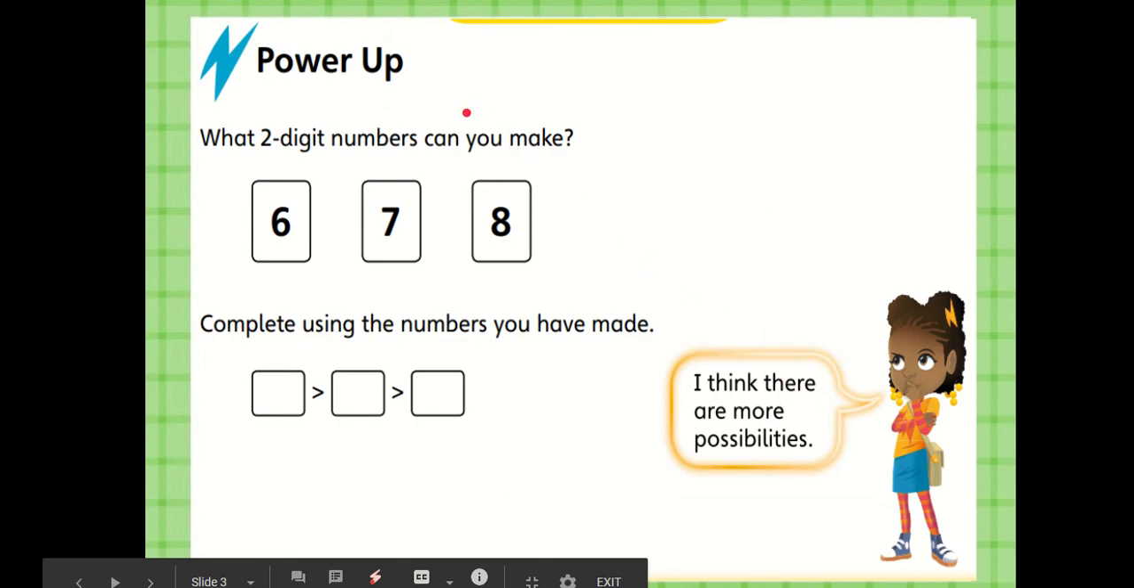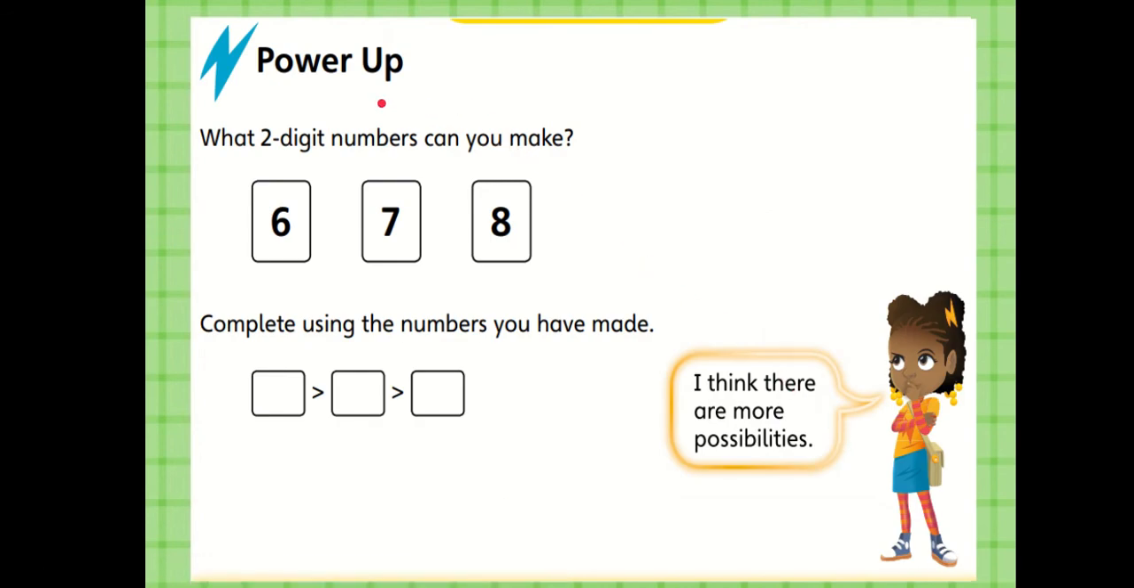Now, before we start our lesson, I would love to invite you, as usual, to do this starter. What 2-digit numbers can you make using these number cards, 6, 7, and 8? For example, 6 and 7 make 67. I put it here. So 67 is bigger than, and you complete. Start by the greatest 2-digit number and complete this comparison.